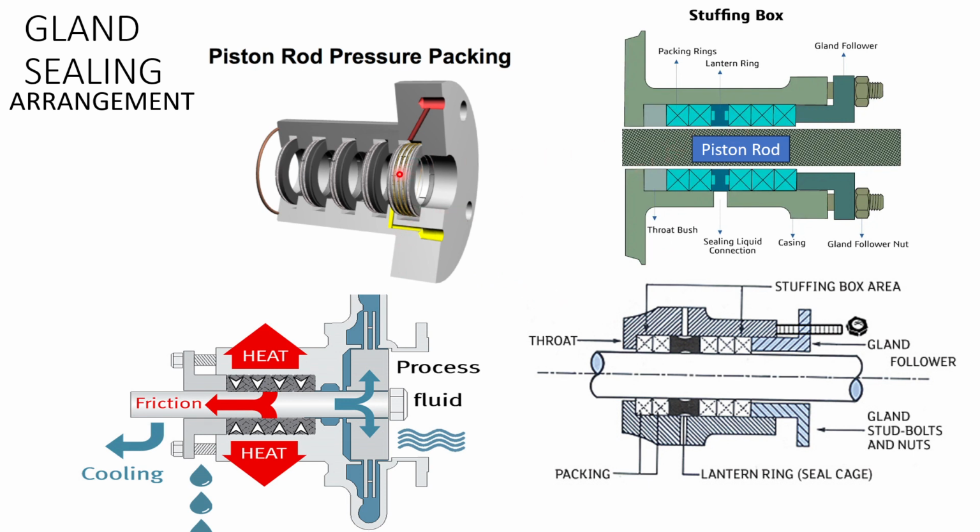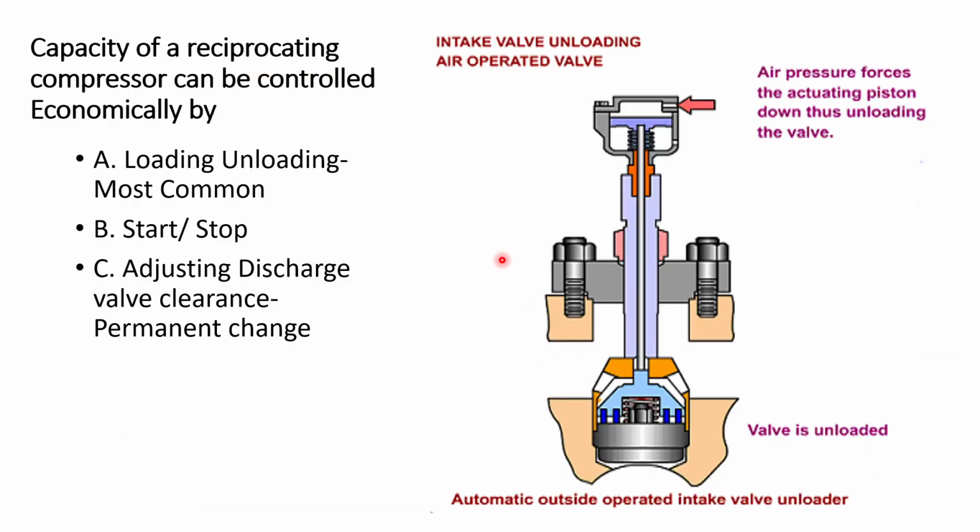What you see on the left hand side top is actually the pressure packing, which is in the form of a ring and which is inserted here. Now, when this piston rod moves in the stuffing box, heat is generated, and which is removed by the cooling gas. So finally, you see, this is the stuffing box. This is called the throat. This is called the lantern ring, and these are the packings, and then finally there are studs and bolts through which we tighten the gland packing.